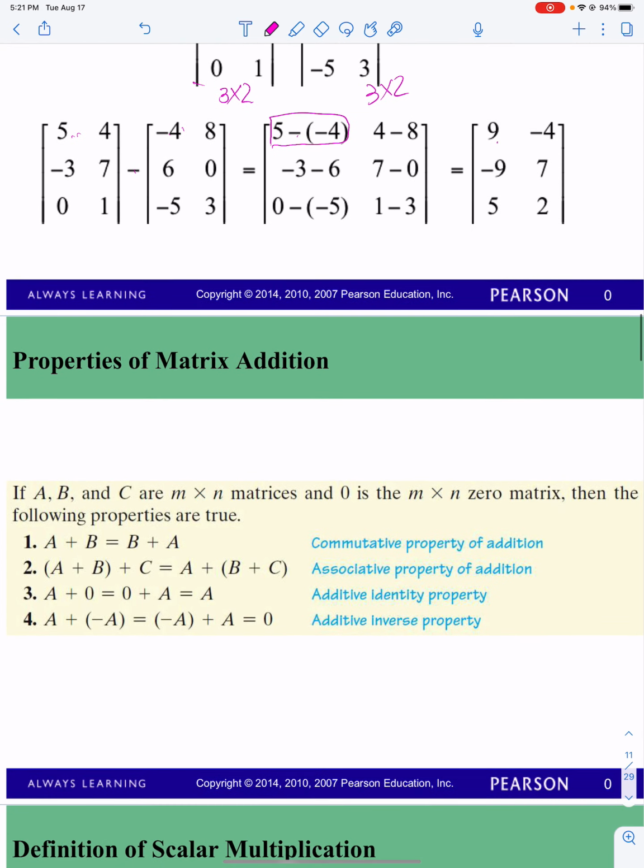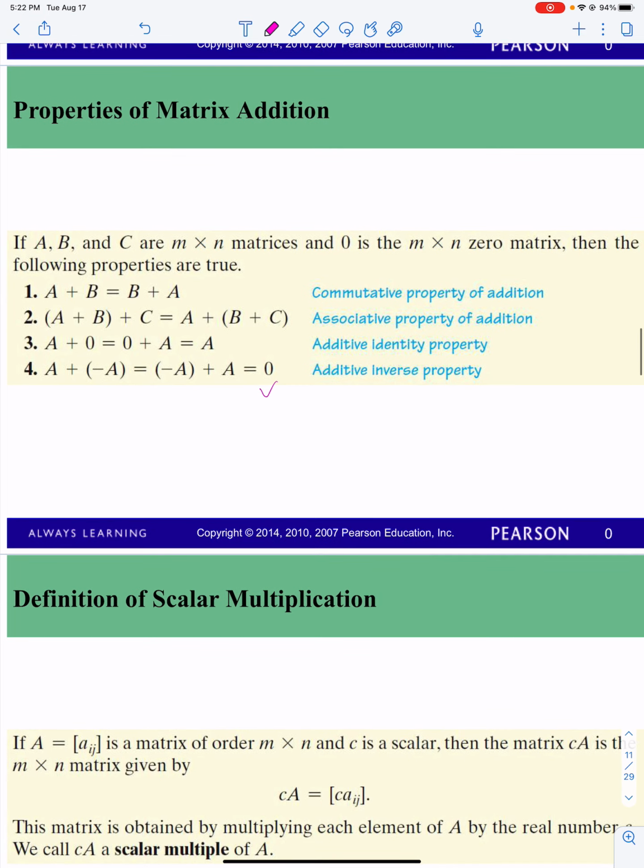Okay, so if A, B, and C are m cross n matrices and 0 is an m cross n zero matrix, then the following properties are true. A plus B equals B plus A. A plus B plus C equals A plus B plus C, regardless of grouping. A plus 0 and 0 plus A equal A. A plus negative A and negative A plus A equal what? 0. All these properties are pretty straightforward.